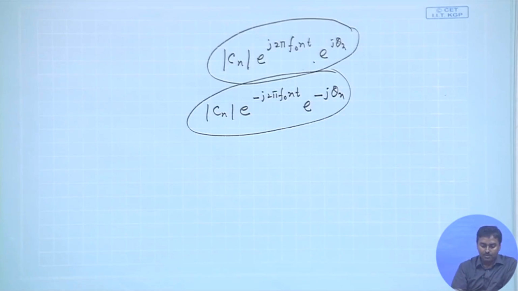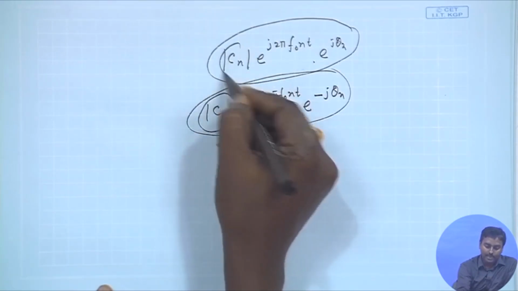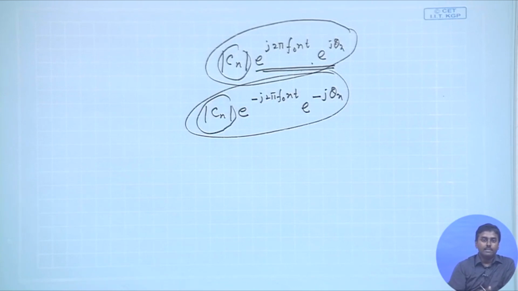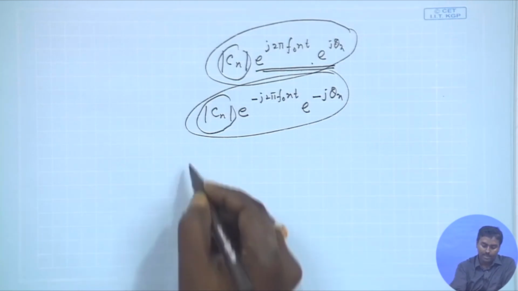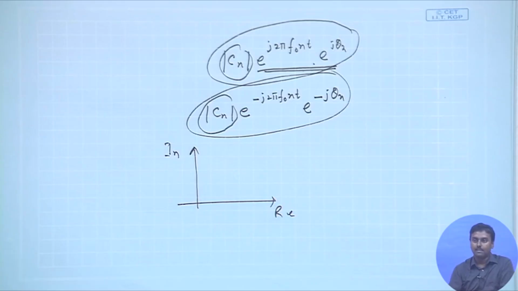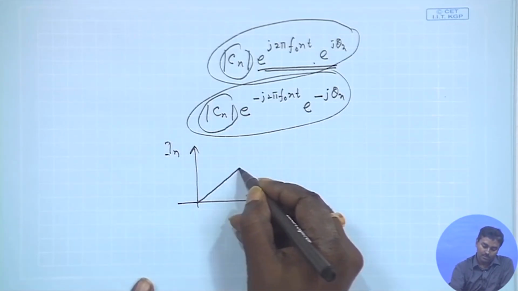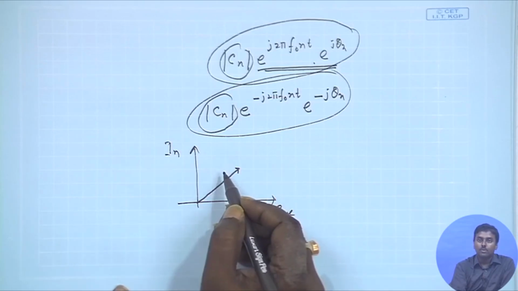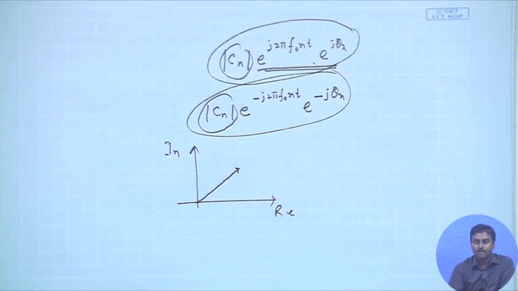So, if you just ignore this mod Cn, what do we have? This is a unit length phasor in the complex plane. This is the real axis, this is the imaginary axis. So, this is just a single unit length phasor which is actually rotating.